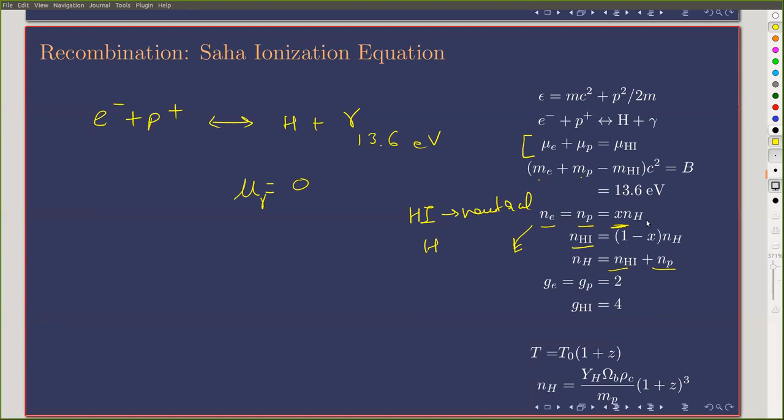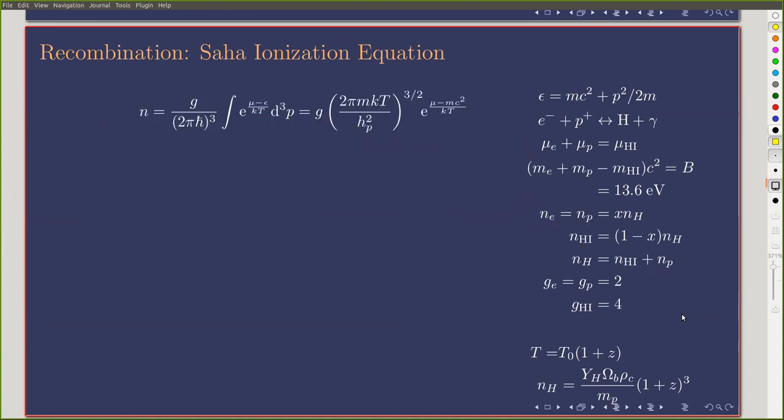So we have these equations, and finally the degeneracy for electron and proton is 2 because of spin, and the degeneracy of the ground state of neutral hydrogen is 4 because of the hyperfine splitting, which Shiv talked about today. And finally, this is the temperature. So this is what we had already written, and this is the number density of hydrogen.